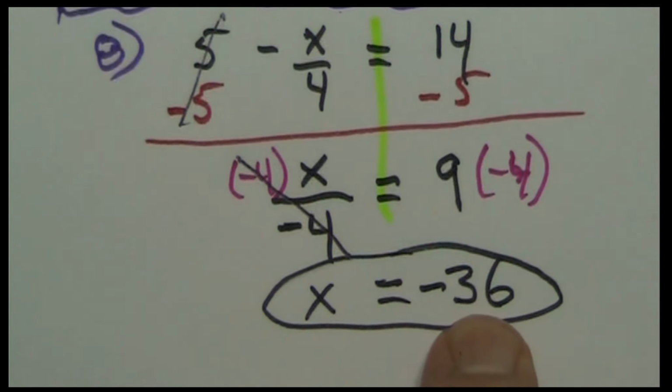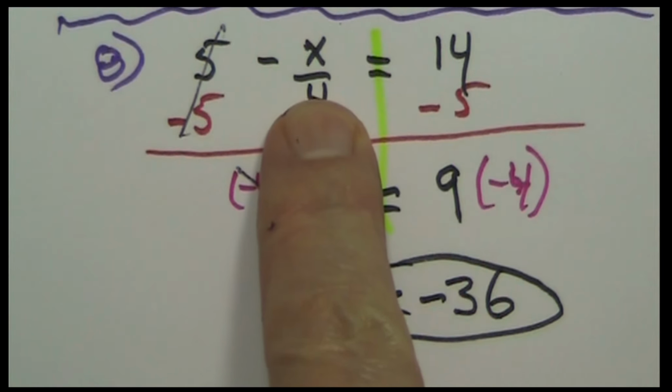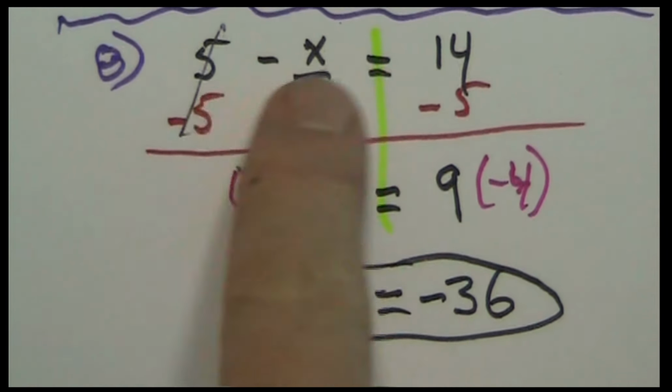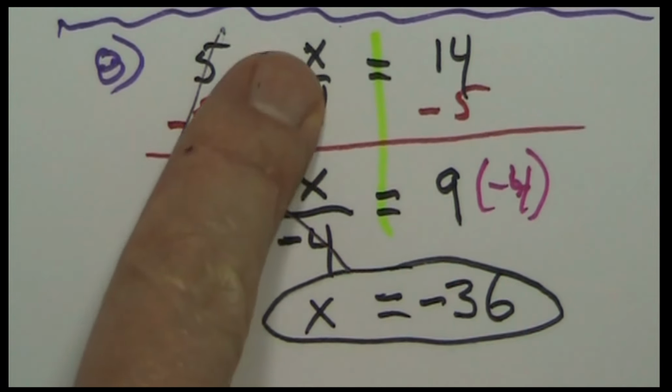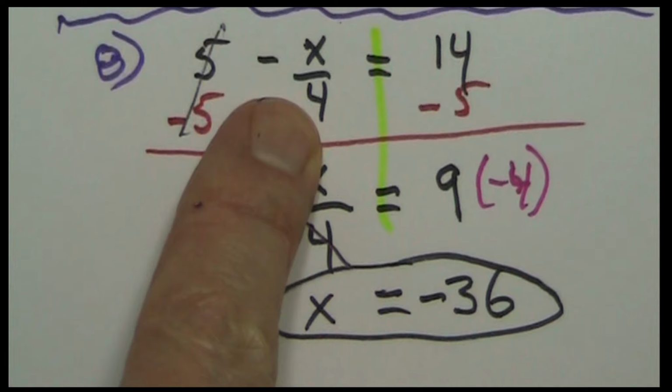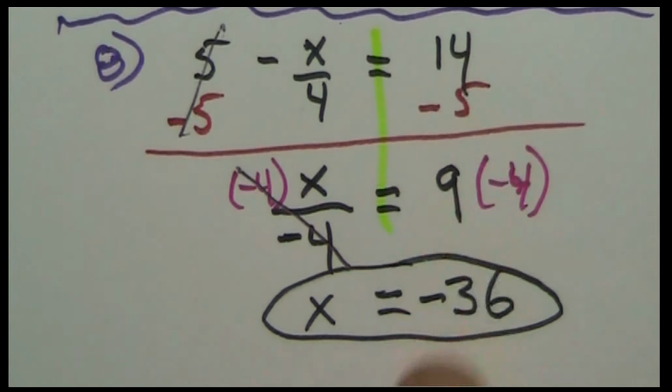And by the way, if I take this and put it in there, the double minus makes it positive. Minus minus makes it positive. 36 over 4 is 9. 9 and 5 makes 14. It works.